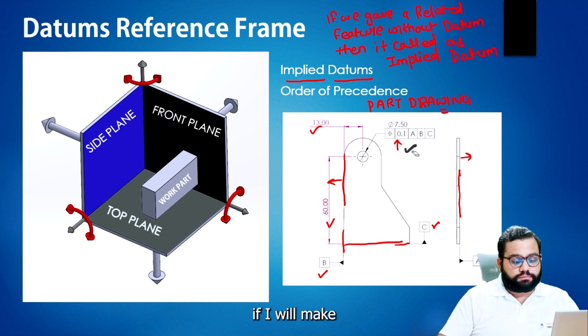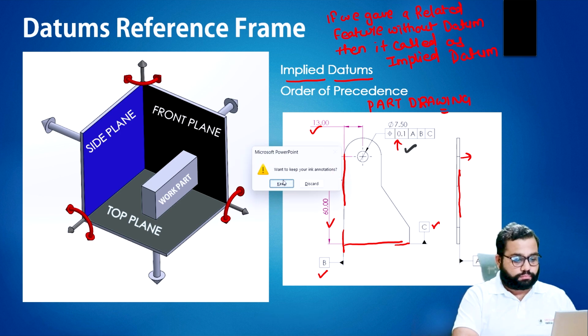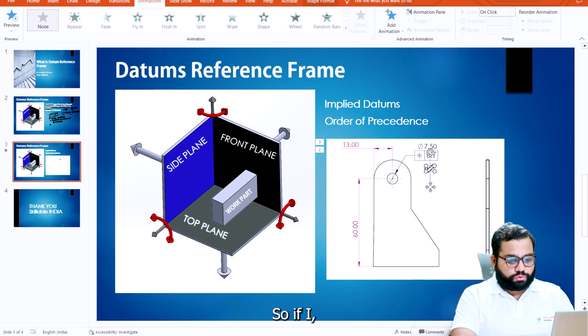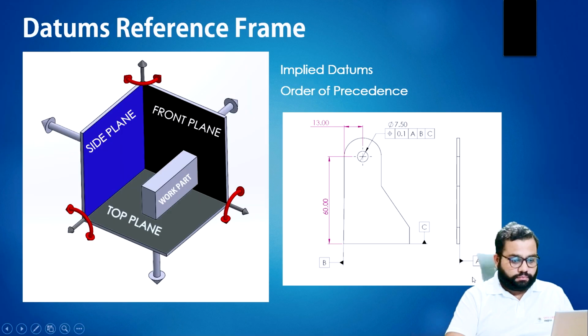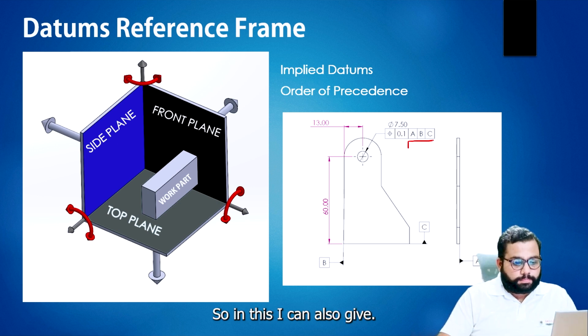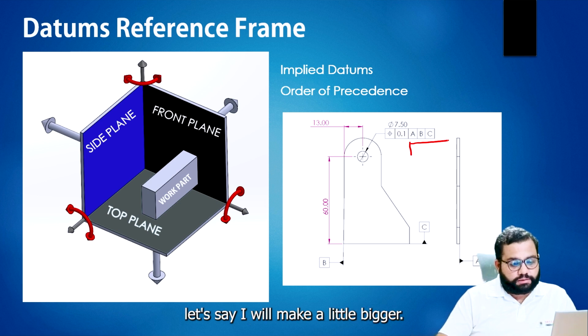If I make it a little bigger, I can also give it like B, A, C.